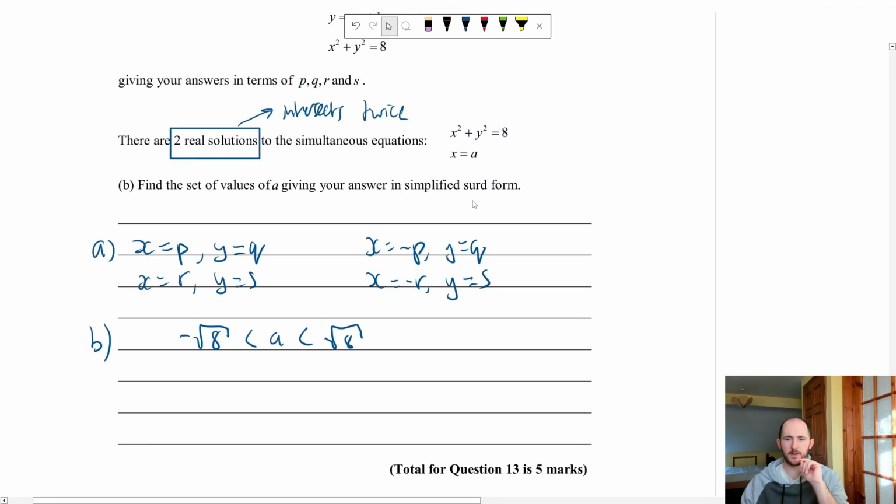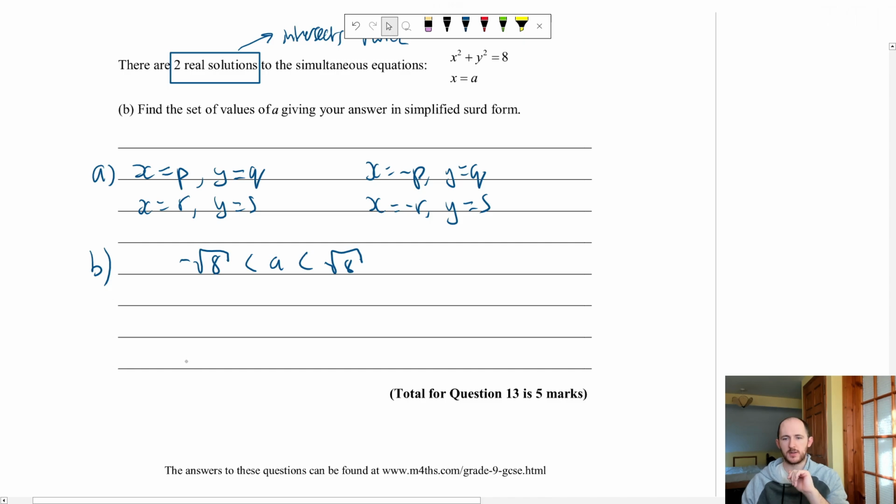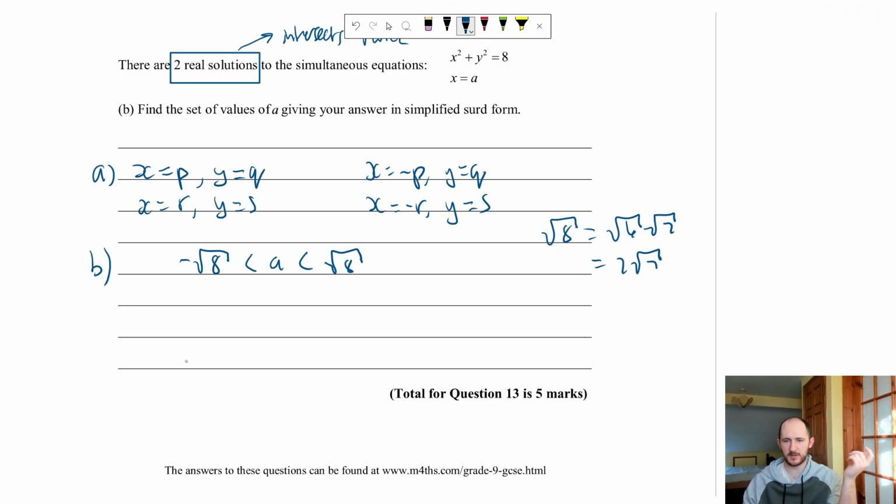It does say give it in simplified surd form, so you have to simplify it. So root 8 is root 4 times root 2. By the way, you could just use a calculator for this. I don't know why I'm doing it the long way. I'm just a bit too lazy to open up my calculator. But it'd be like this. But that's why it's not equal to, because it can't equal this value, otherwise it would only intersect once, and it says here two solutions, so two points of intersection.